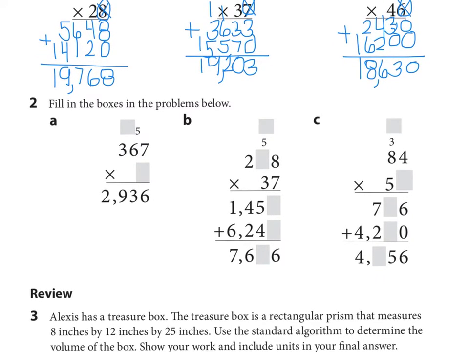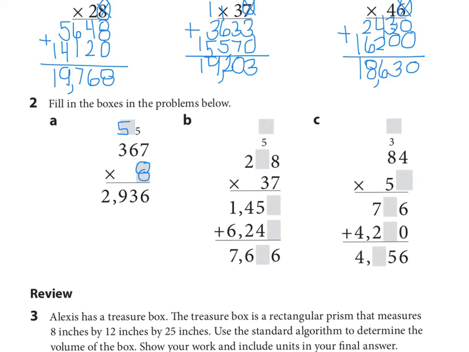Number 2, fill in the boxes in the problems below. So again, we're doing standard multiplication algorithm. So here we have to think, 7 times a number equals 56. So what's that number? 8. And then 8 times 6 is 48, plus 5 is 53. And so up here the number is 5, and the rest is done for you.